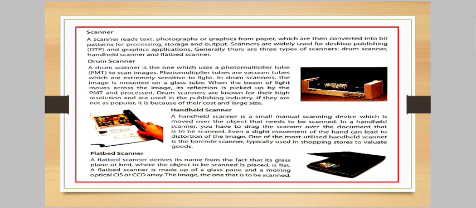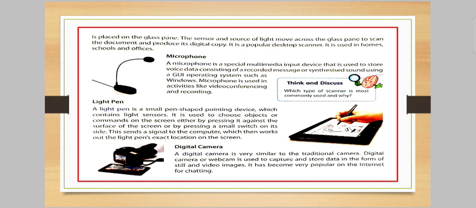The image that is to be scanned is placed on the glass pane. The sensor and source light move across the glass pane to scan the document and produce the digital copy. It is a popular desktop scanner. It is used in homes, schools and offices. Okay, so this type of flatbed scanner is used everywhere nowadays. We can easily use this type of scanner with no difficulties.